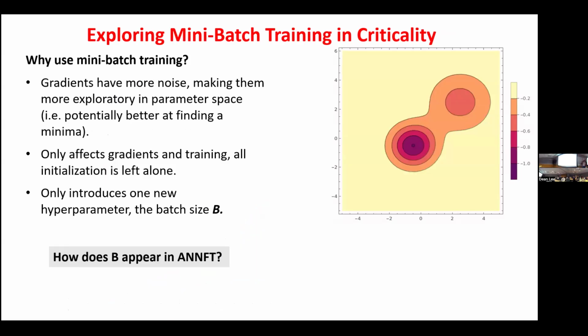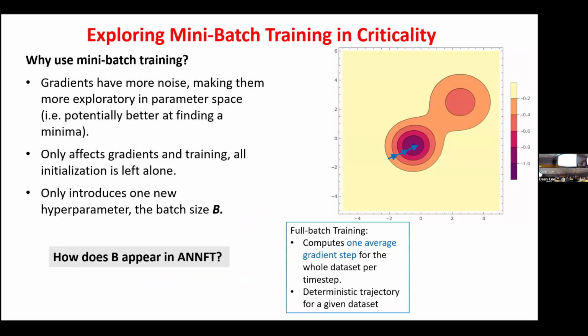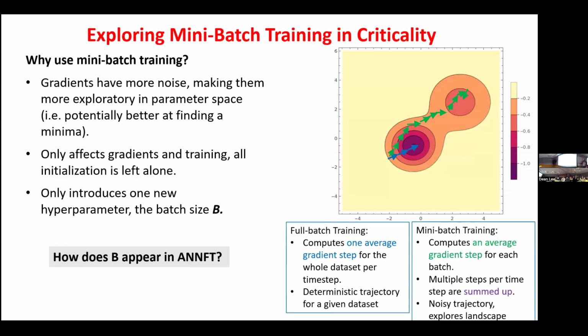So we like mini batching because it makes it so that our gradient updates, when we're trying to do gradient descent, have more noise. Sounds counterintuitive, but in full batch training, you're computing one gradient for each time step when you're trying to do gradient descent. And this gives you a deterministic trajectory towards a minima. When you do mini batching, though, you're computing multiple gradient steps for each batch. So you're doing multiple steps per time step. And if you think about summing up all of these for each time step, it makes it so that you have a noisy trajectory that's non-deterministic, and you can find other potential minima that work better, like we saw in the previous slide. So that's one reason why we like it.